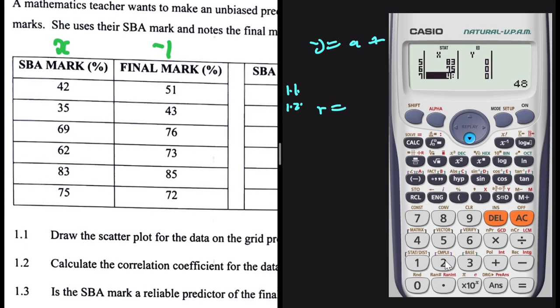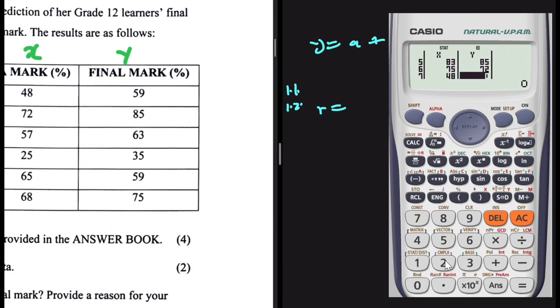So now let's put in the y values. We have 51, 43, 76. You don't just put the y values randomly, you put each one next to its x value, right? And 72. Let's go to the other column. We have 59, 85, 63, 35, 59, and 75. Yeah, there we go.